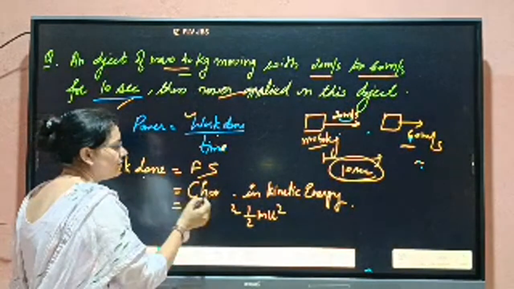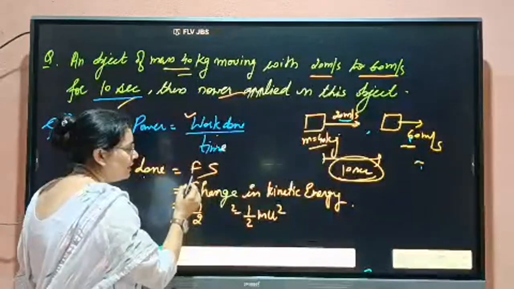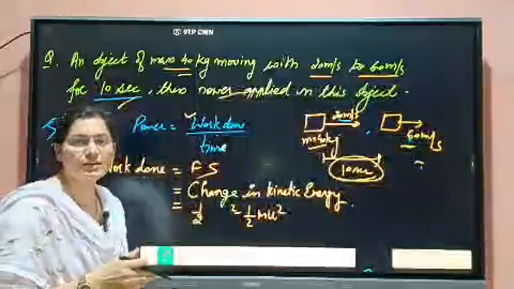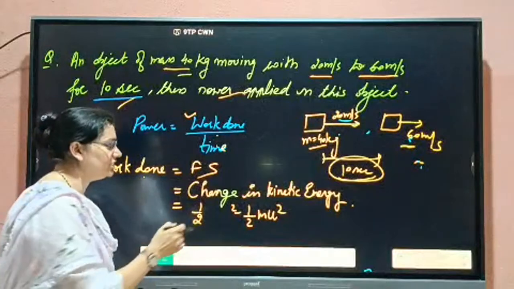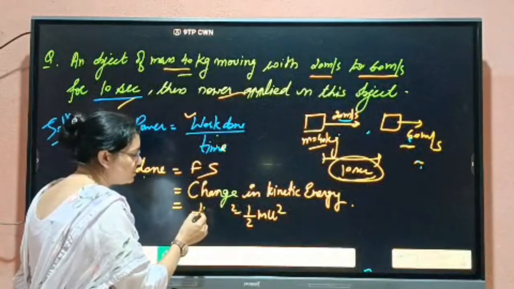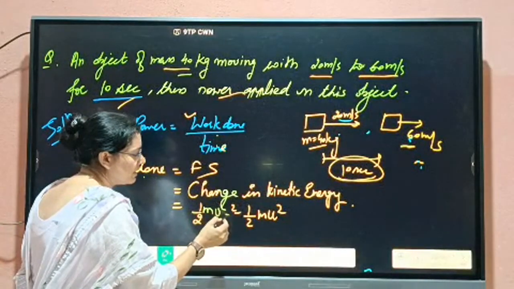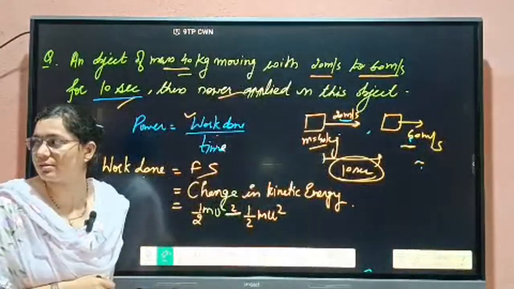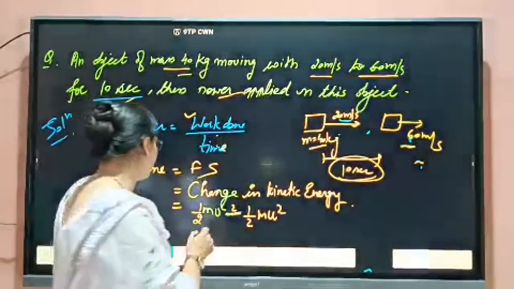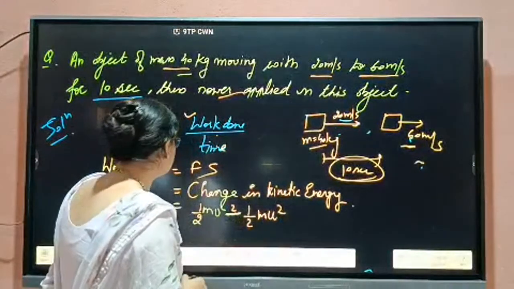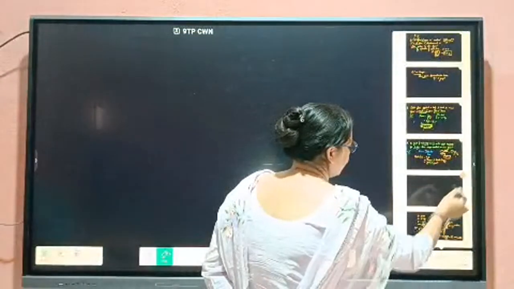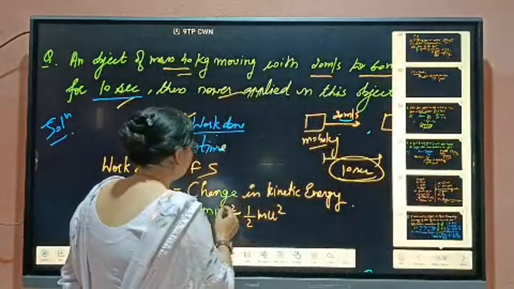So here we can write work done as force into displacement, and in the form of velocity, as the change in kinetic energy. So how much is the change in kinetic energy? Final kinetic energy minus initial kinetic energy: half mv square minus half mu square. After this, we can write it here.